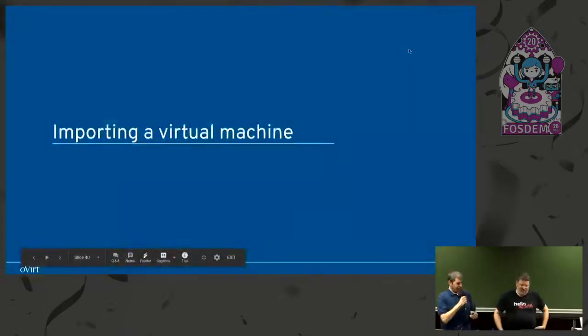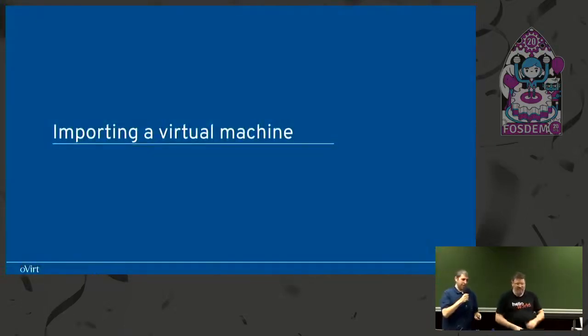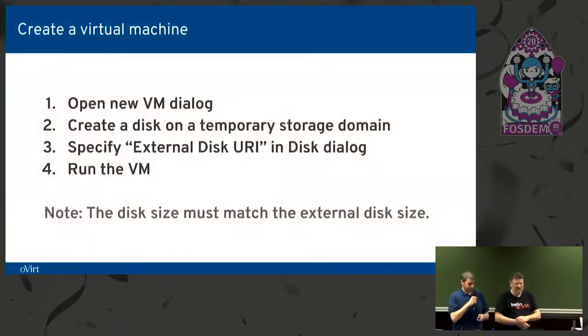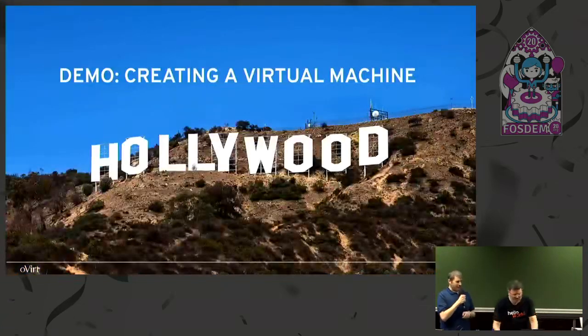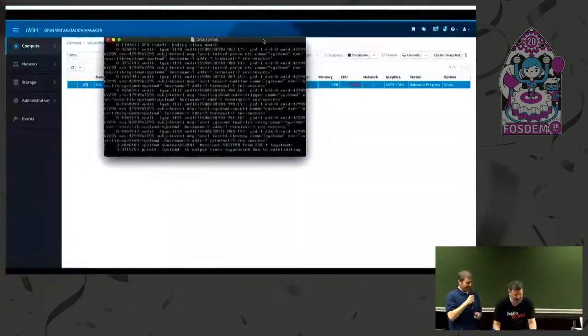Okay, so now let's see how we can actually import the VM. So to create a VM, first step is opening the VM dialog in the UI, create the disk on some temporary storage domain, and specify the external disk URI in the disk dialog. Then just run the VM. Movie time again. I've created it in the UI.